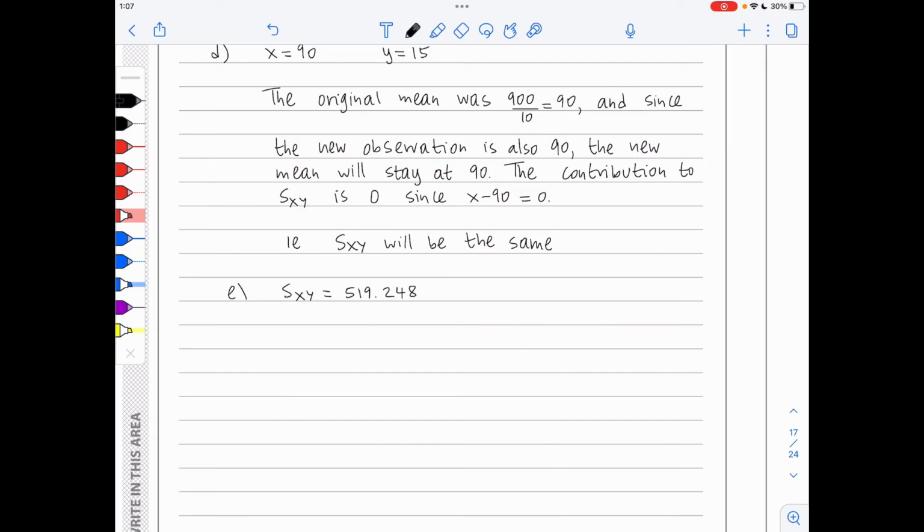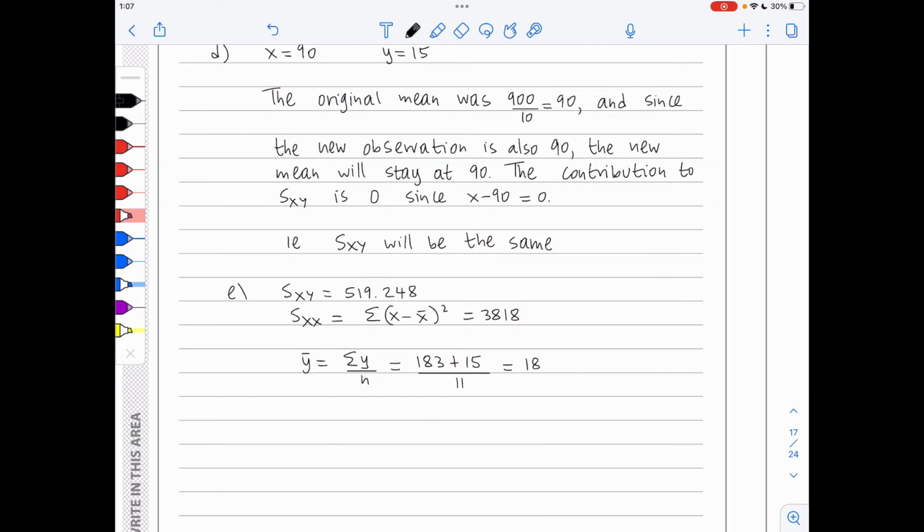And then we say that SXX, which is simply the sum of (x minus x bar) squared, will remain at 3818, because again the contribution to this quantity is 0 because the new observation was exactly at the mean. Now we'll find the new mean of the y's. So y bar is simply the sum of the y's over n. We had the sum of the first 10 values to be 183 and the 11th value was 15. So (183 plus 15) over 11 turns out to be 18, that's the new mean.